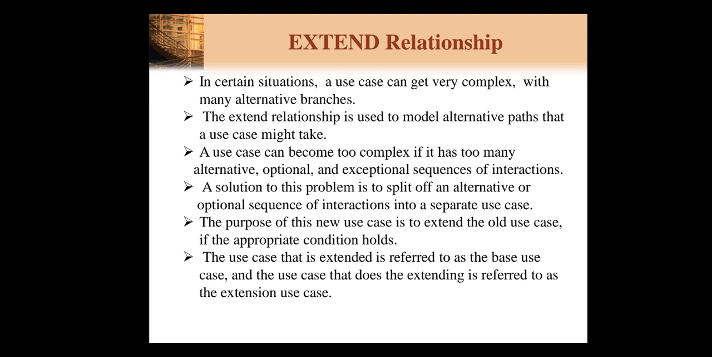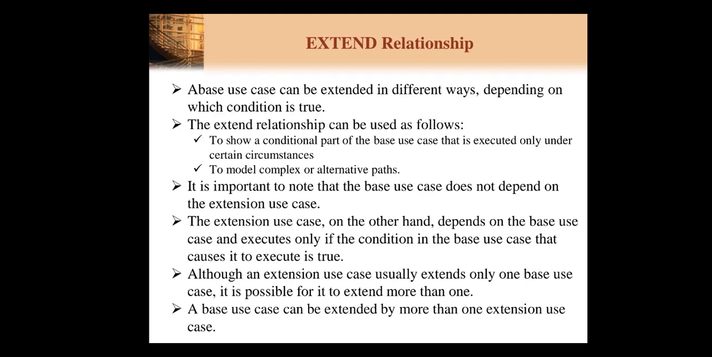So a use case can become too complex if it has too many alternatives. The solution to this problem is to split off the sequence of interaction of the alternative sequence into a separate use case, and with the help of the extend relationship we can show it. So the base use case can be extended in different ways depending on which condition is true. That means a base case is extended.